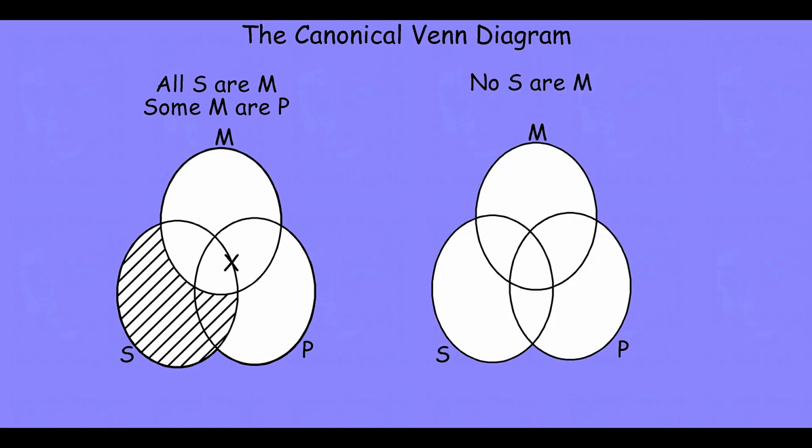Suppose I have a premise that says no S are M. Again, since I'm a good Boolean, I say, look, there can't be anything that is both an S and an M, and therefore that intersection would have to be empty.